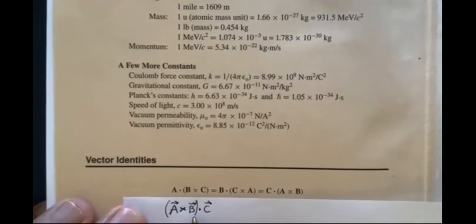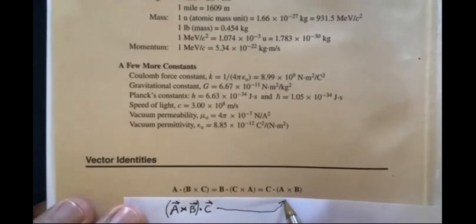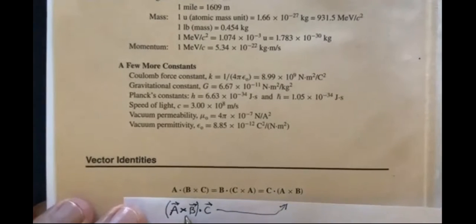First you do this cross product, A cross B, that gives you a vector, then form the dot product with C, okay? Let's have a look over here. You see that equals this third form because the dot product is commutative. If you have a dot product, you can swap the two factors. If you have a cross product, you cannot swap the two factors. You get a minus sign if you do that.